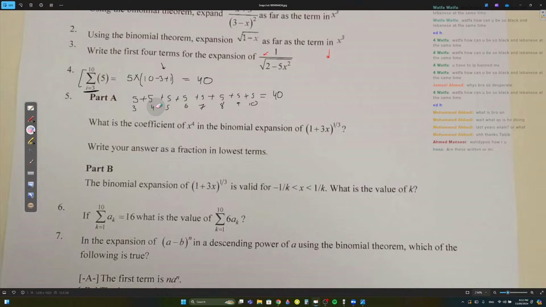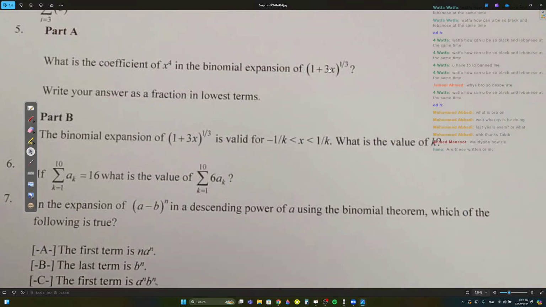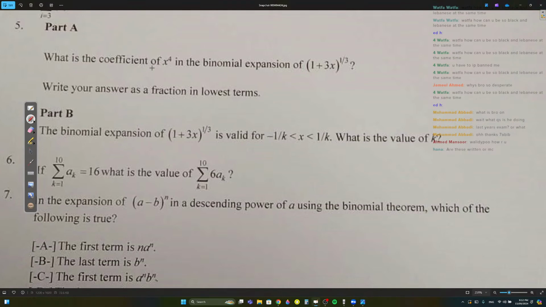What is the coefficient of x to the power of 4 in the binomial expansion of this? Here, this is when you use the general term. Why? Because they're asking for a specific one, right? So we're going to write down the general term. It's a fraction as the power, so we're going to use that. We're going to use the rule nCk, right?